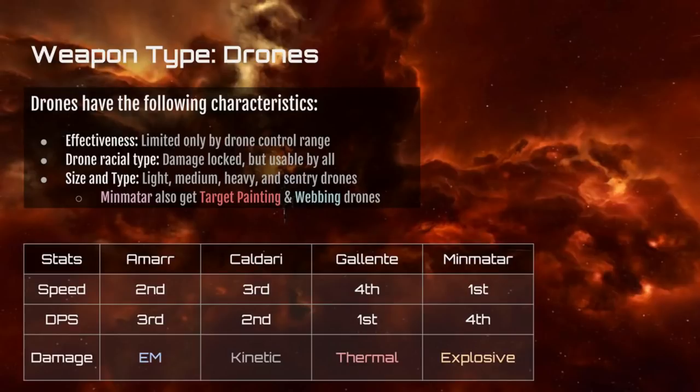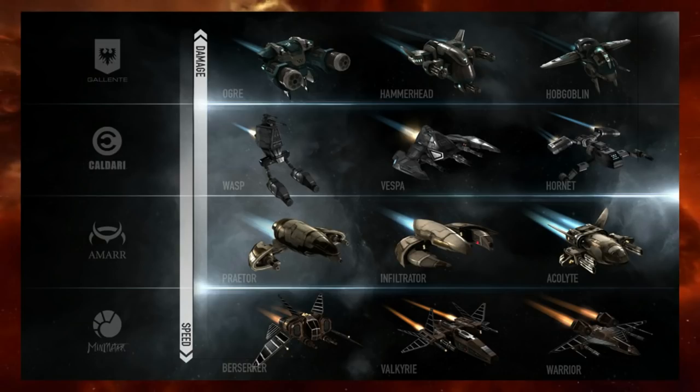The Amarr, Caldari, Gallente, and Minmatar each deal a different damage lock type. Amarr do EM, Caldari kinetic, Gallente thermal, and Minmatar explosive. It's also important to know that some of these are faster than the others, while others are better at dealing damage. The Gallente deal the most damage, the Minmatar are the fastest but have the weakest damage profile. So if you're going to engage something as anti-tackle, you might want to throw warriors out there, whereas if you want to hold somebody down and pummel them, you'll probably use hammerheads.